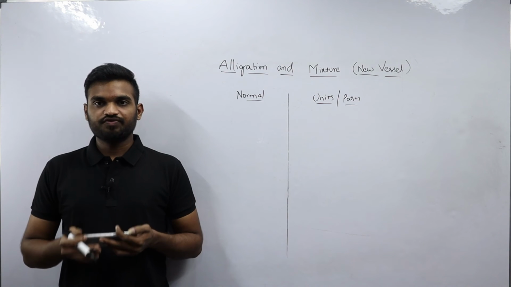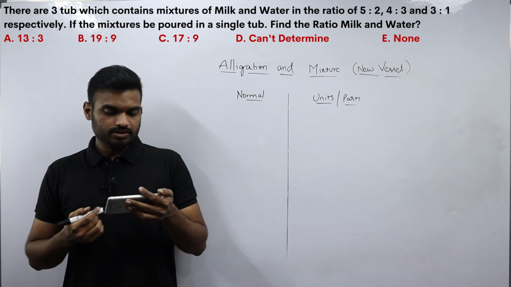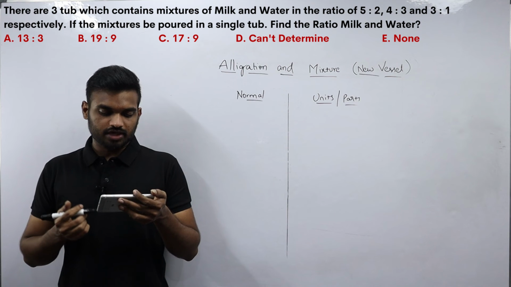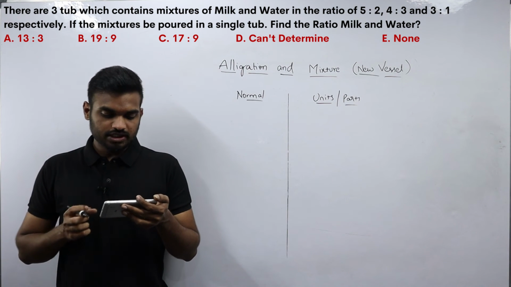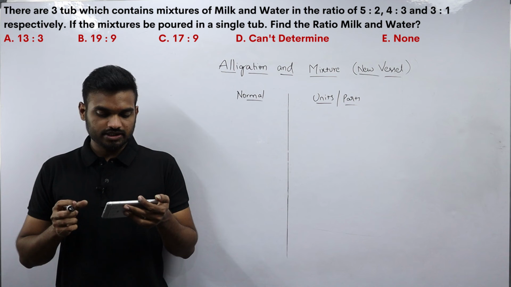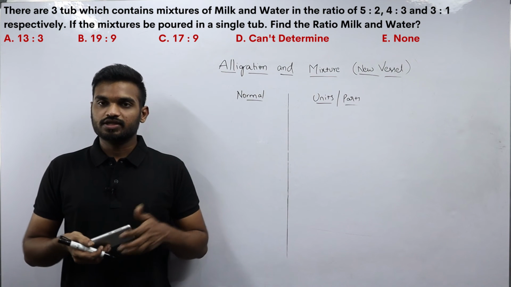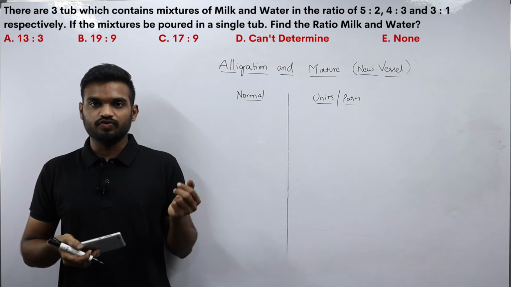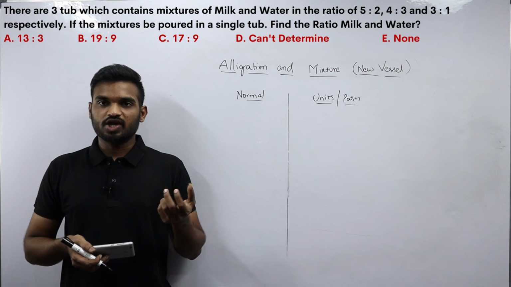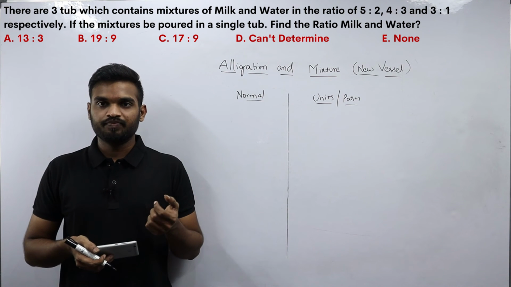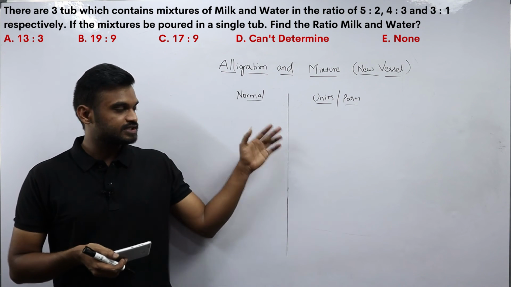Now let's look at our fifth problem. They are saying that there are 3 tubs which contain mixtures of milk and water in the ratio of 5:2, 4:3 and 3:1. If the mixtures are poured into a single tub, find the ratio of milk and water. In the previous problems they gave only 2 vessels, but here 3 vessels are given. No matter how many vessels they give, the process will be the same. We will solve the problems with the same methods.